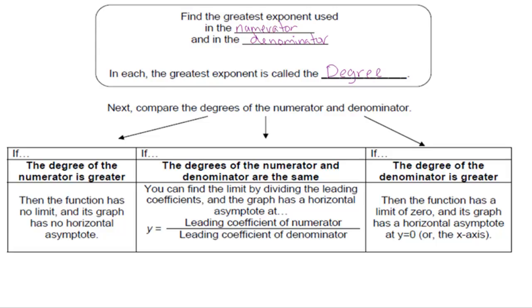If the degrees of both the numerator and denominator are the same, we're going to have to look for the leading coefficients, which means the 2 numbers in front of the highest exponent. Now, if the degree of the denominator is greater, then your horizontal asymptote is y is equal to 0.